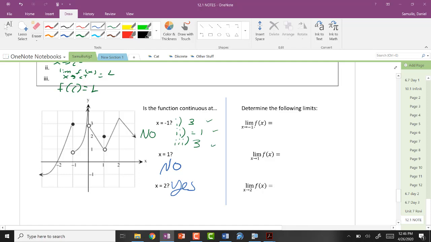Okay, so the limit at -1. As you're approaching -1, once again, this does not have a limit because the left and the right are different. Now it approaches 1. So as you're approaching 1 from the left and from the right, it does go to 1. 2 from the left and to the right, and the actual value of that is about 3.5.